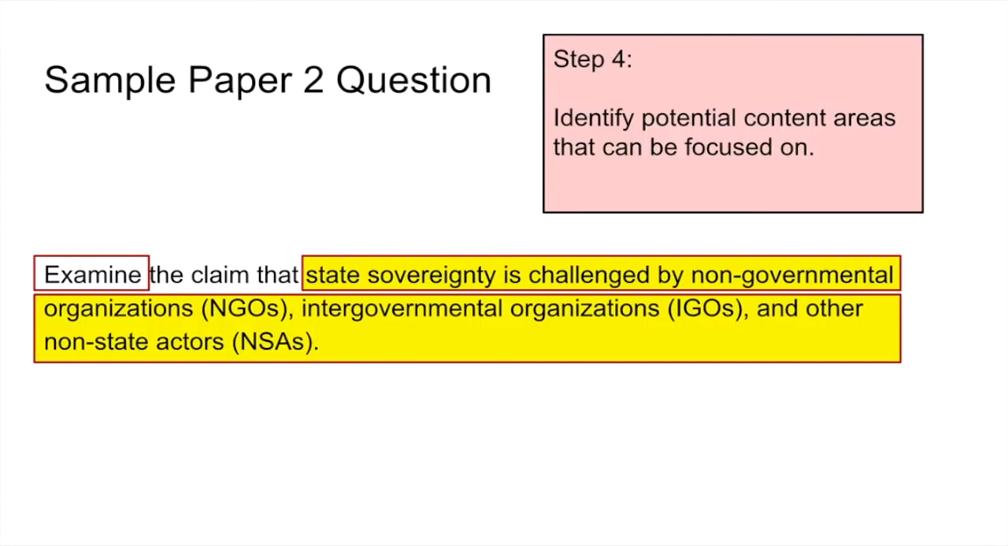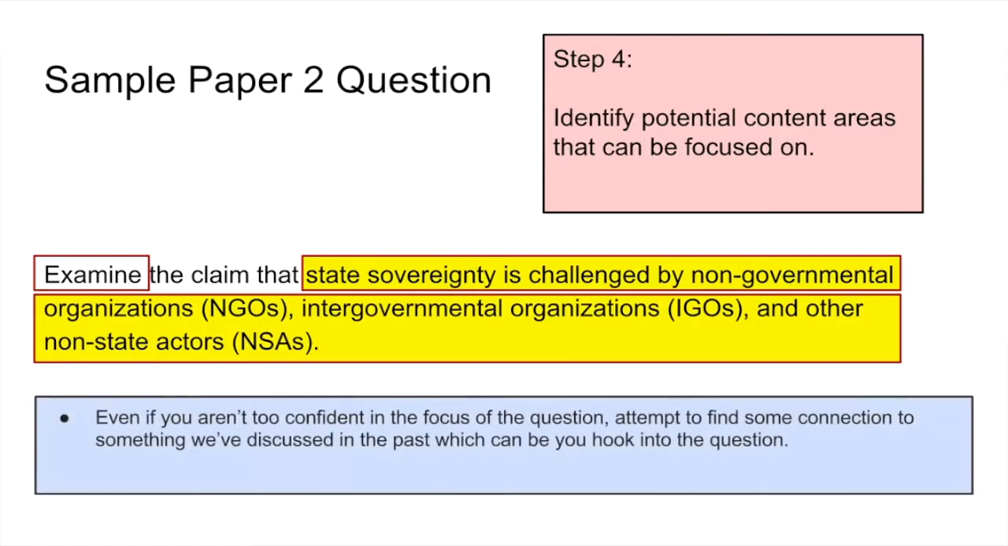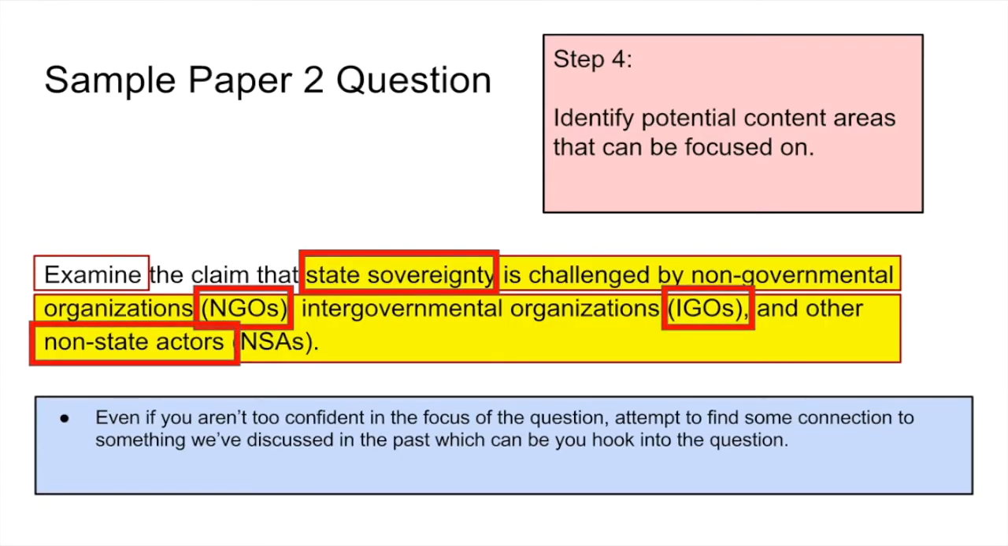This is actually an easier question because what we have done here is we've identified sovereignty, we've identified NGOs, IGOs, and non-state actors. Like, we've talked about all those things, so we have content knowledge here. It's just structuring it and finding out what we can actually really talk about. Even if you aren't too confident in the focus of the question, attempt to find some connection to something we've discussed in the past. If you can do that, you can hook yourself into this question in some way.